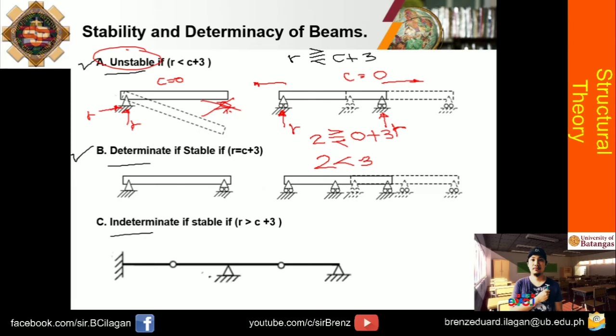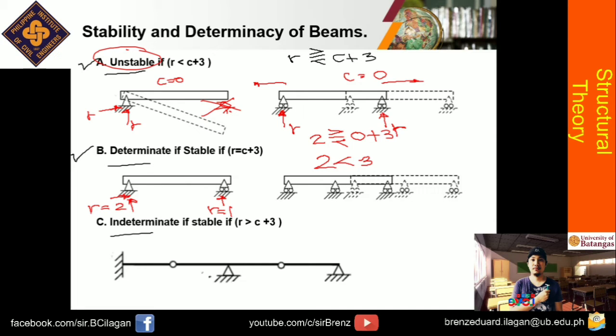Okay, so dumako naman tayo sa letter B condition, or determinate and stable, if R is equals to C plus 3. Okay, so unahin natin yung unang example. So you have here a simply supported beam kung saan this point meron kang hinge and roller. So again, for hinge, ilan yung ating reaction? Tama. Isang horizontal and isang vertical. So ang R mo dito equals to 2. How about do sa kabilang support? Meron ka daw roller. So again, kapag roller, you have a perpendicular reaction, that R equals to 1.